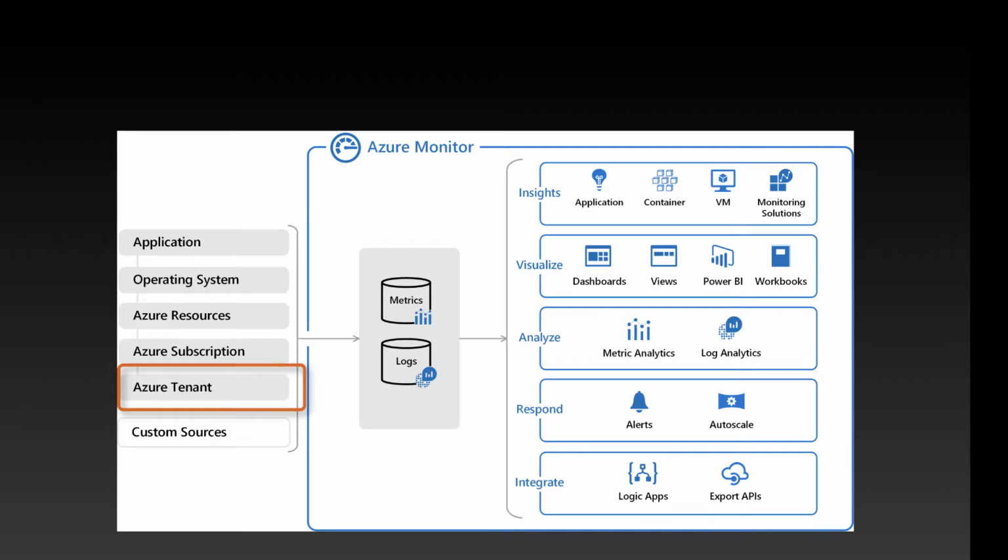Next, it goes to the tenant level, which is at the top level. Basically, it collects the information about your Active Directory actions, for example, signing out or signing into the Active Directory tenant by a particular user or the service principal. Things like that, it collects that kind of telemetry data from the Azure tenant.